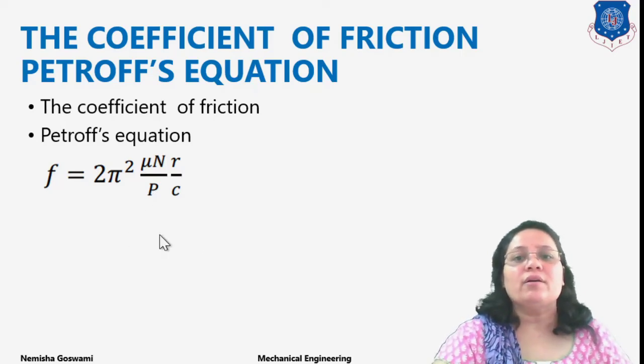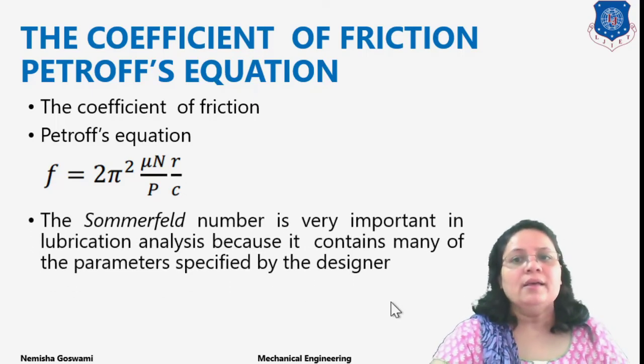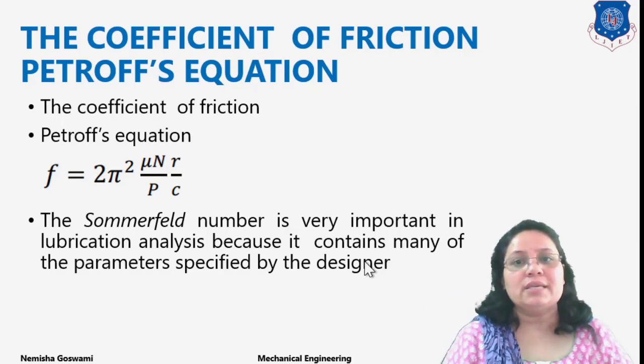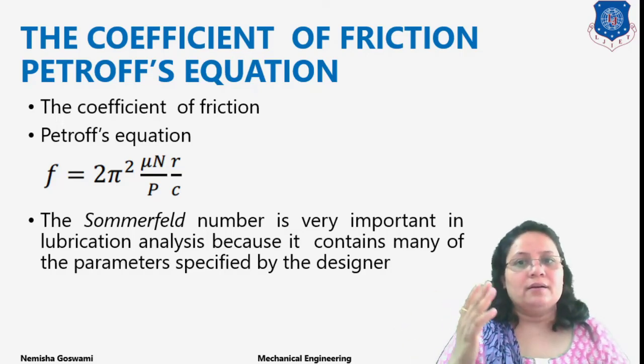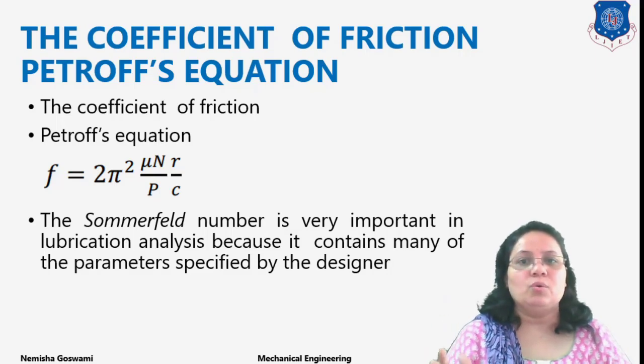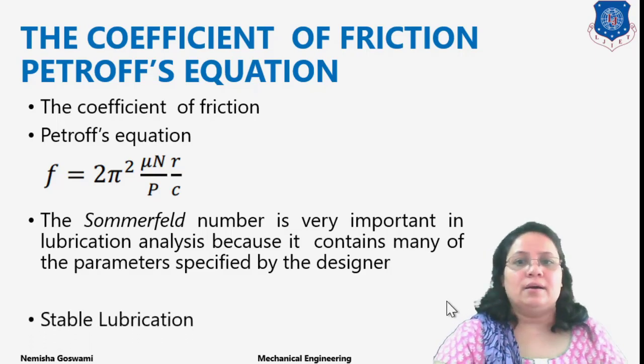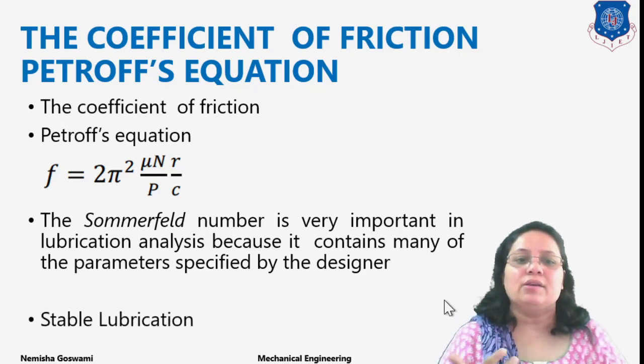We have already discussed the bearing characteristic number. Mu N divided by P is known as the bearing characteristic number, multiplied by R by C. This C by R is also known as the diametral clearance ratio, which we have already discussed. These parameters are very important to find out the Sommerfeld number. By using these parameters, we can find out whether the bearing is operating in the thick zone, in the stable zone, or in the unstable zone. So by using these parameters, you can find out the stability of the bearing, right?